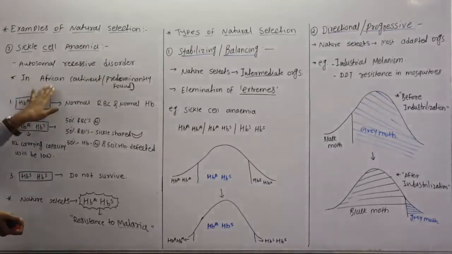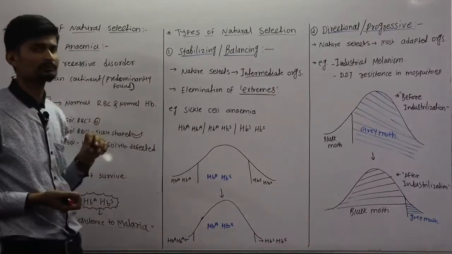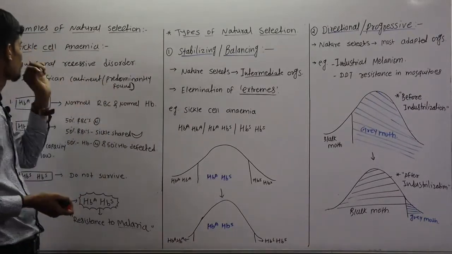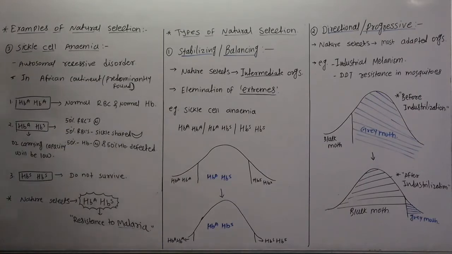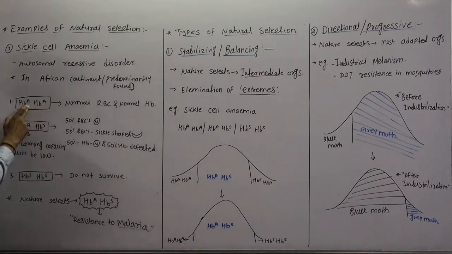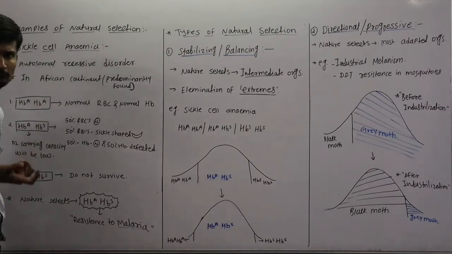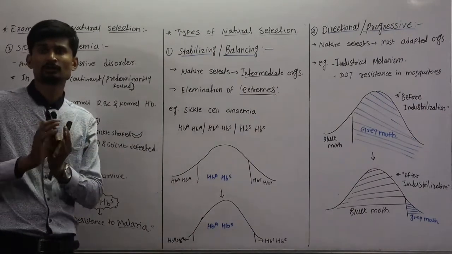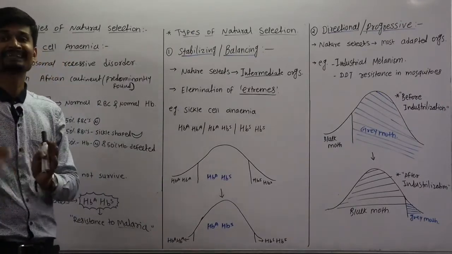In the African continent, or in African countries, the sickle cell anemia is predominantly and abundantly found. We will see the reason behind this. There are three different genotypes of this sickle cell anemia. These three genotypes: HbA HbA is the normal genotype, which means if the person has HbA, the person is normal, not suffering from the anemia, and not a carrier.